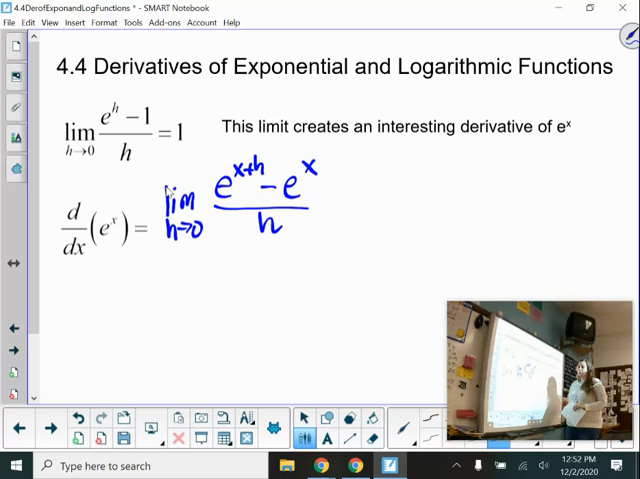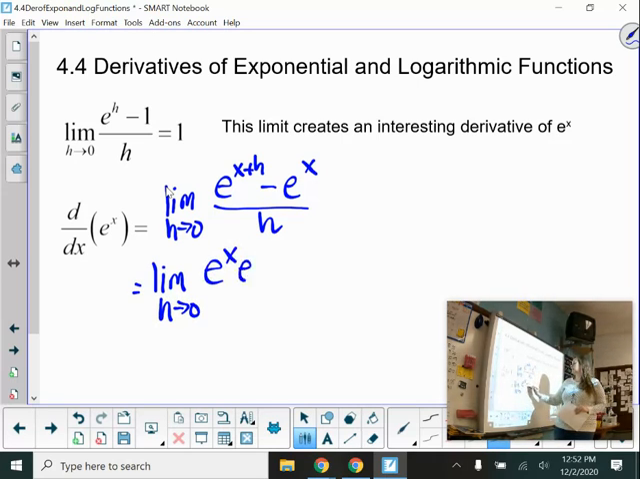If you recall your rules of exponents, anytime you multiply two things that have the same base, you add the exponents together. So we can actually take this and split this back apart. So this is equal to the limit as h approaches 0 of e to the x times e to the h minus e to the x all over h. So notice instead of having the addition, I actually split that apart so that I was multiplying two e terms, because again, it's the same base.